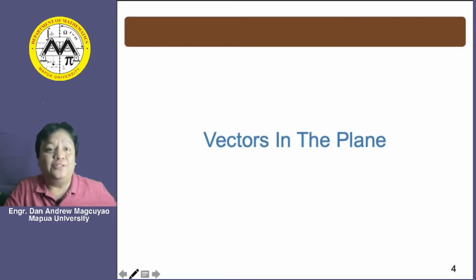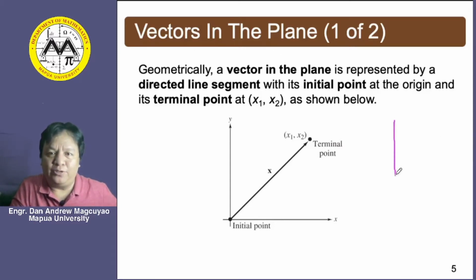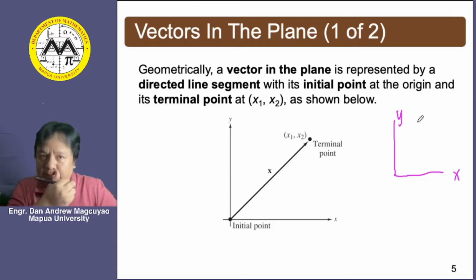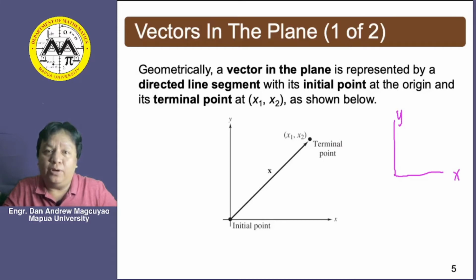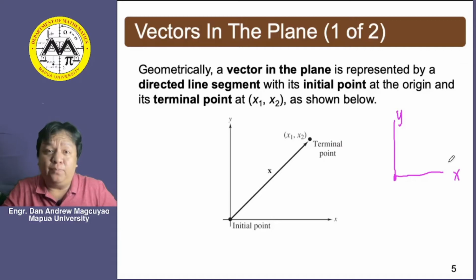Let us first consider vectors in a plane. Vectors in a plane. Geometrically, when you say a vector in a plane, you're going to have your x and y axis. So a vector in the plane is represented by a directed line segment with its initial position coming from the origin and its terminal point x1, x2 as shown below.